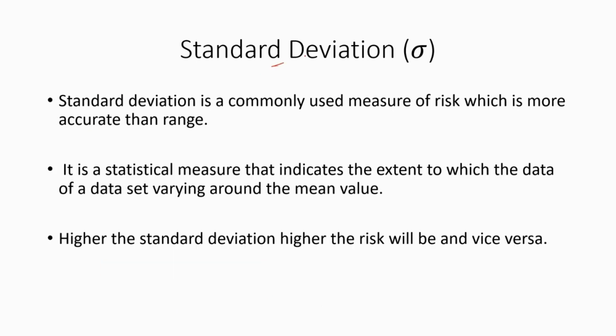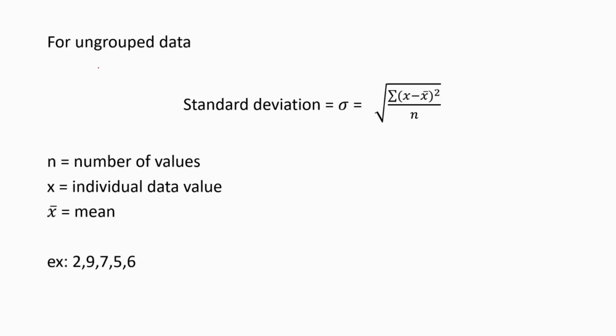Now let's discuss the standard deviation. The Greek letter sigma denotes the standard deviation. Standard deviation is a commonly used measure of risk which is more accurate than range. It is a statistical measure that indicates the extent to which the data of a dataset vary around the mean value. Higher the standard deviation, higher the risk will be, and vice versa. For ungrouped data, this is the formula to calculate the standard deviation, denoted by sigma. N is the number of values, x is the individual data value, x bar is the mean value.